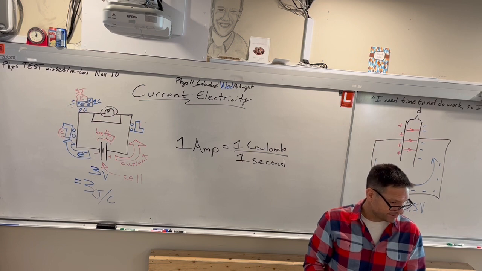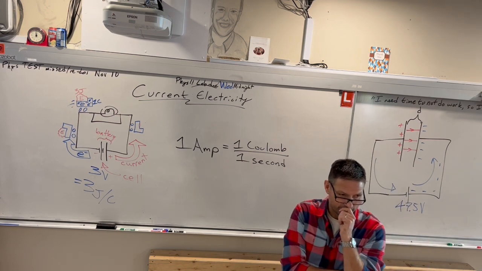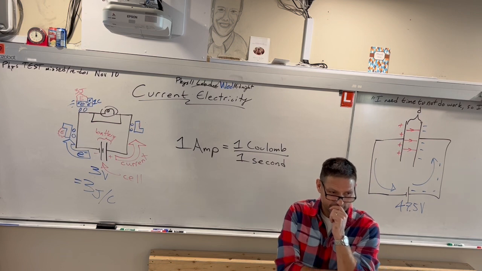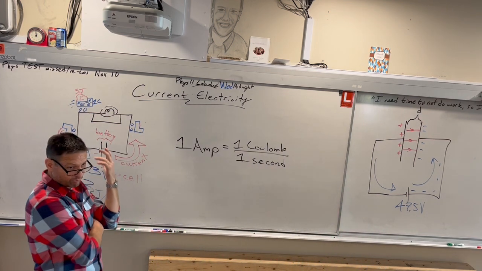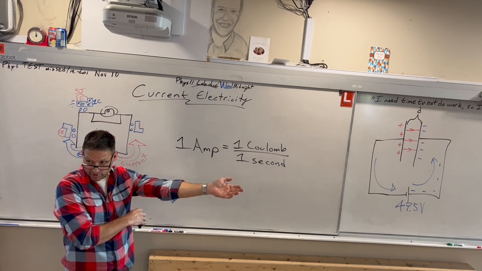Arvin, what do you think? The bulb isn't there anymore, so you're not using it. It will run out of energy slower. So you can push more electrons through.